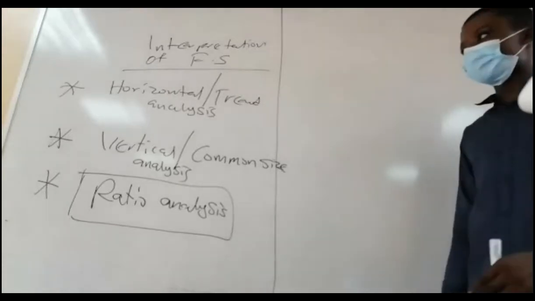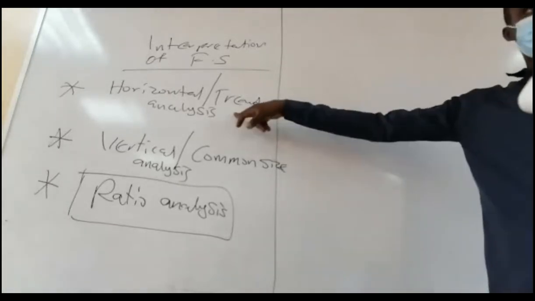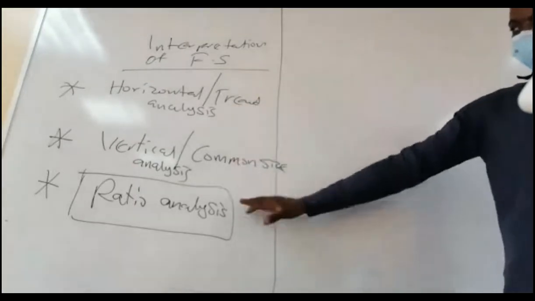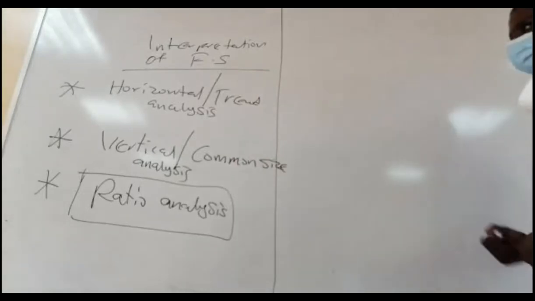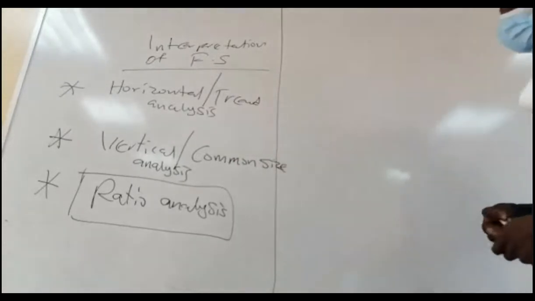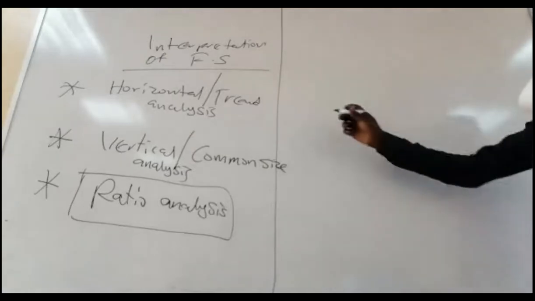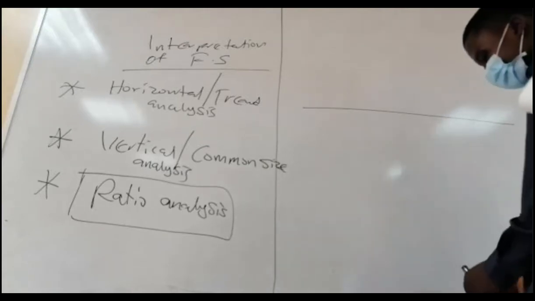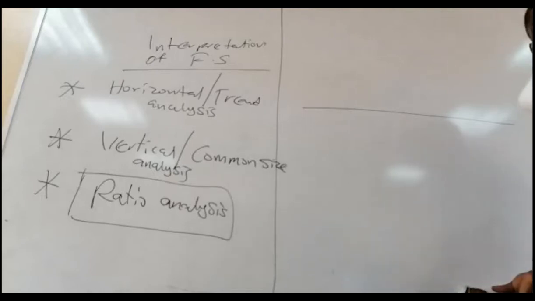Now, let's start with the horizontal analysis first. Horizontal analysis or trend analysis. As the name suggests, horizontal line, like this, right? It means that we are analyzing the company's performance over time. So that is it. The same company, but different reporting years.